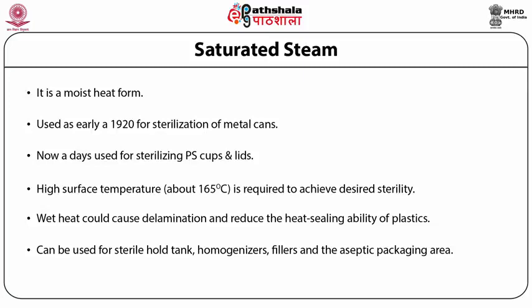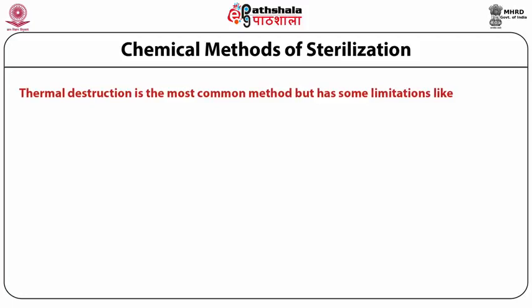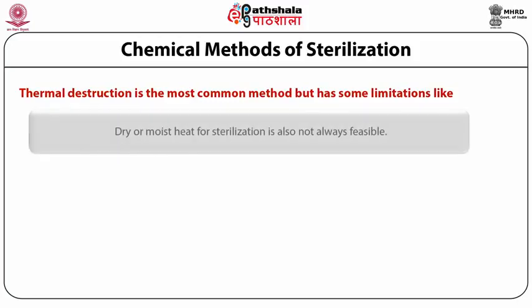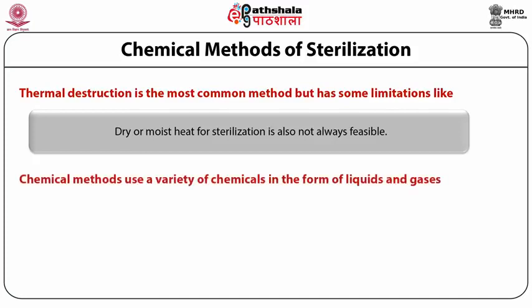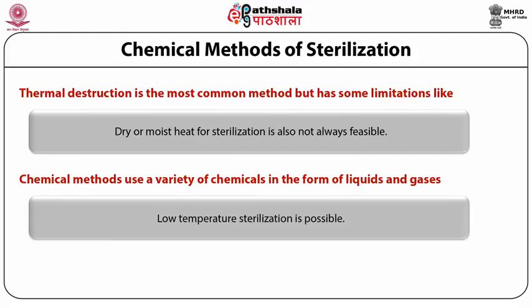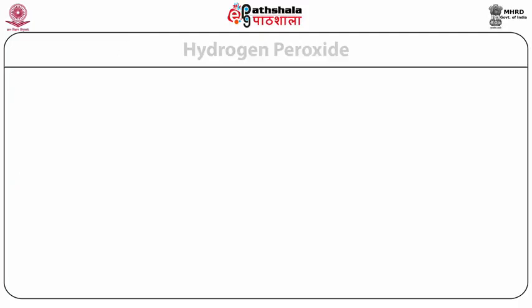or other appropriate treatments. Thermal destruction is by far the most common and efficient mode of sterilization. Dry or moist heat for sterilization is also not always feasible. Chemical methods use a wide variety of chemicals in the form of liquids and gases to disinfect and sterilize equipment and packaging materials. Mostly low temperature sterilization is possible.